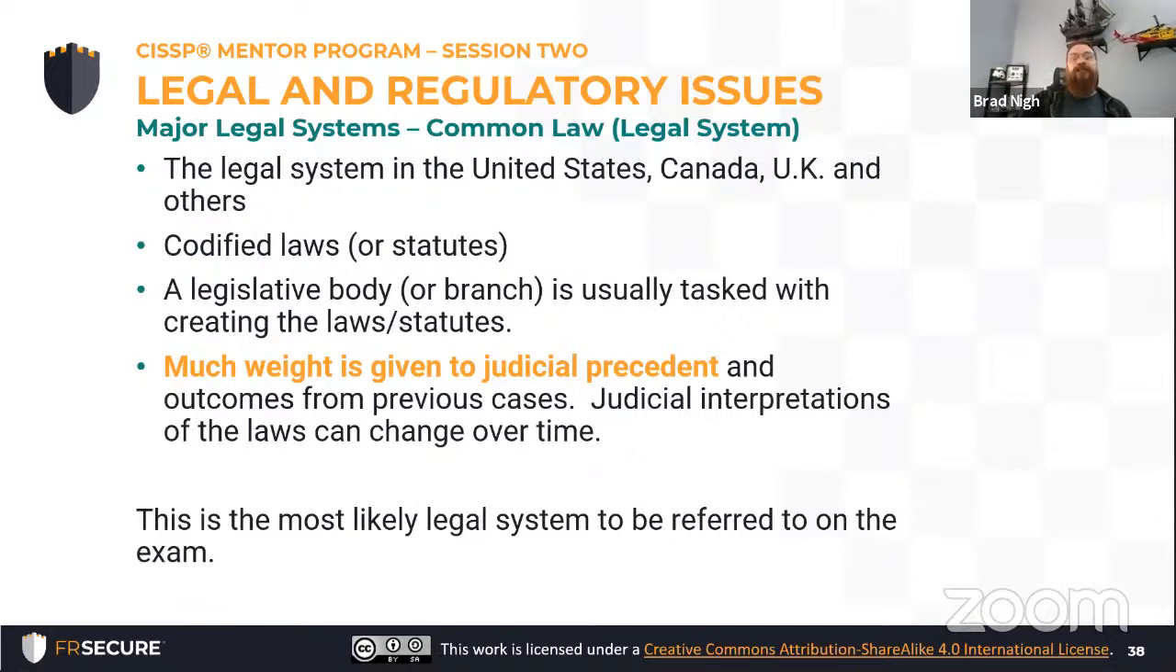Most likely legal system to be referred to on the exam, if you're in, I would expect, the US. Not sure internationally what that would look like, to be honest, but I would definitely make sure you know the legal system of the country that you do reside in.